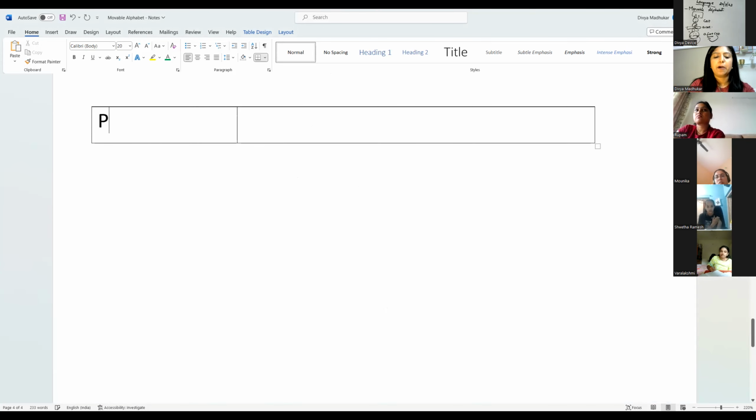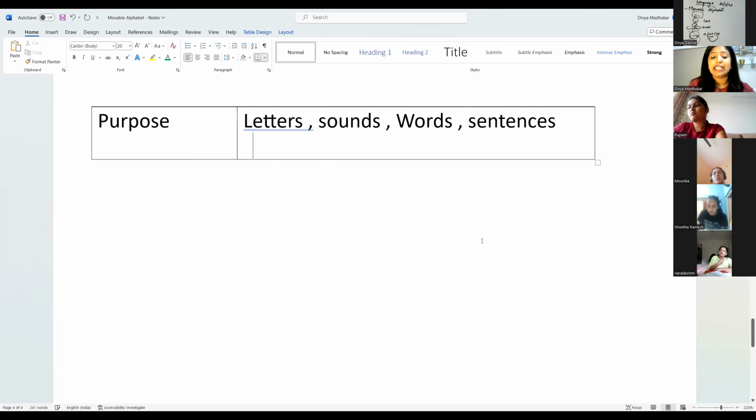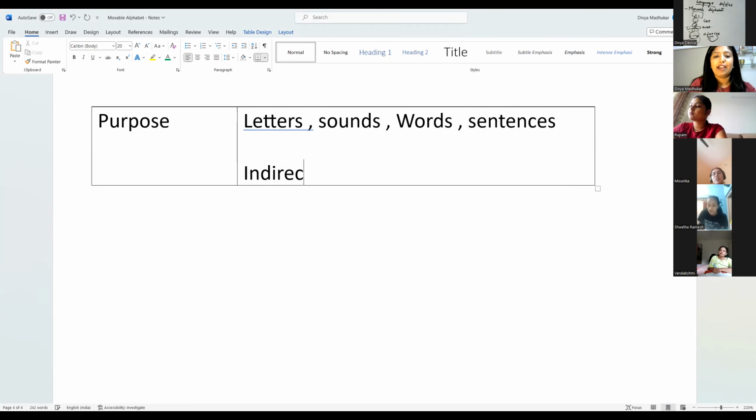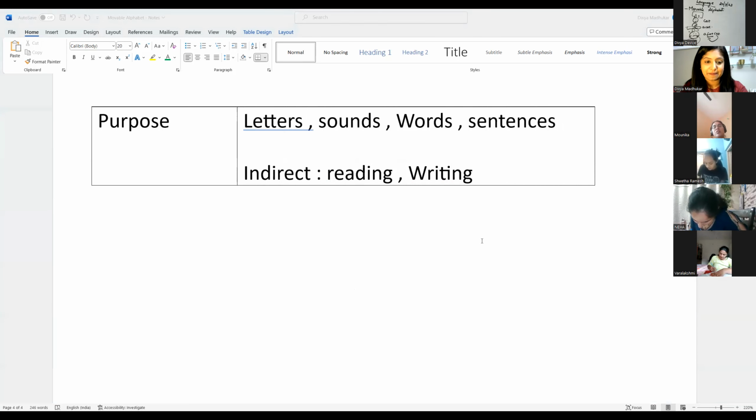Now, what is the purpose of it? Why do we do it? What is the purpose of doing this exercise? To introduce the letters, yes, very good. To introduce letter sounds, to introduce words, to introduce sentences. You have to just repeat the same. Indirectly, what are you preparing? What is your indirect preparation? Reading and writing. Yes, reading and writing. The direct purpose will be towards introducing all. Indirectly, you are preparing the child to read and write.